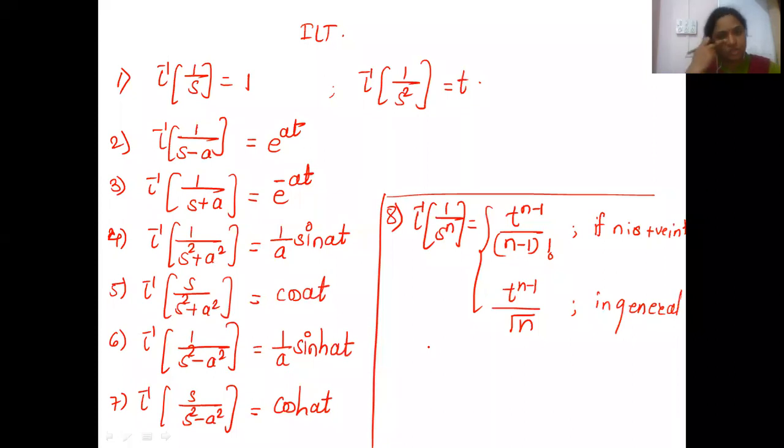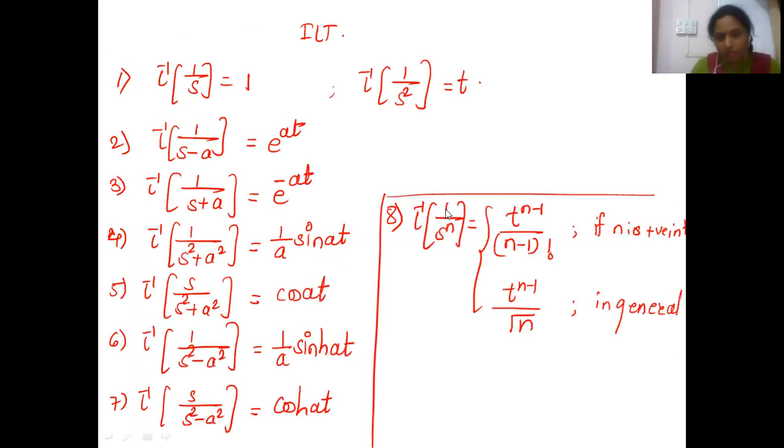Can I go to questions? Sure. Find first the Laplace inverse of 1 upon s raised to 5. Which formula? In general, 1 upon s raised to n, where n is a positive integer, it is t raised to n minus 1 upon n minus 1 factorial. Is this the formula? Yes.